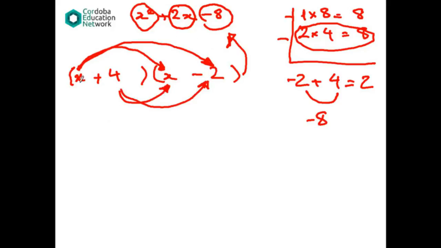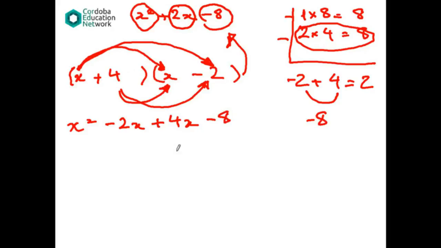So let's do this. X times x gives you x squared. X times minus 2 gives you minus 2x. Plus 4 times x gives you plus 4x. And then we've got 4 times minus 2, which will give us minus 8. No x is there, so we just leave it as minus 8.